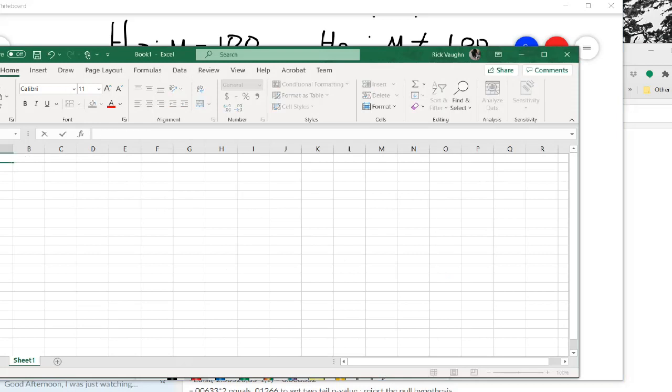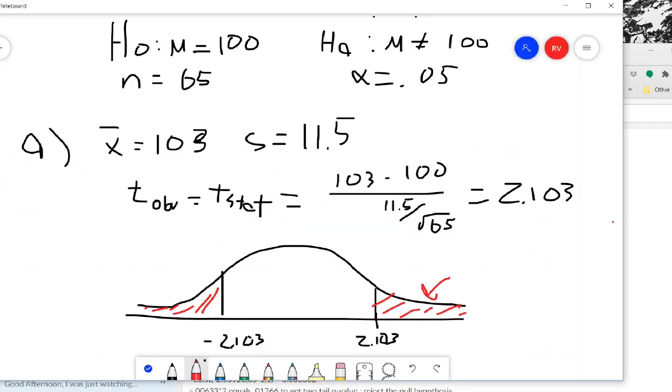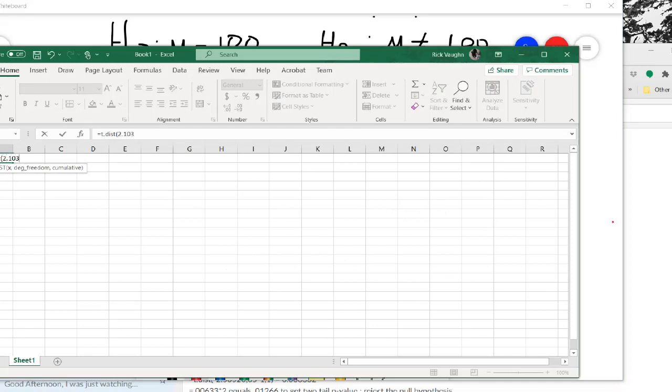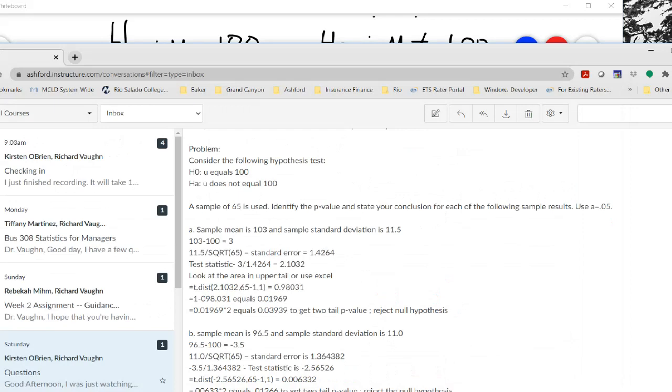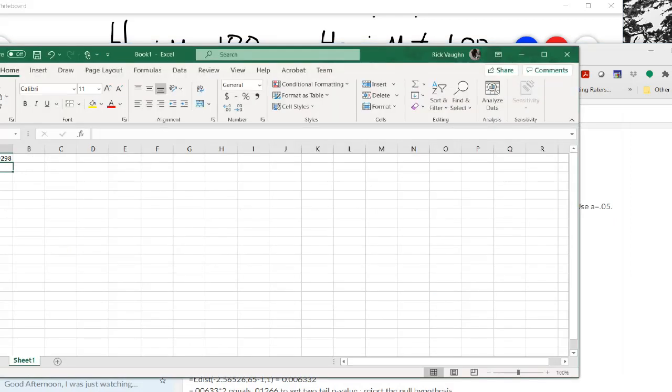So I'm going to do equals T.DIST, the left-tailed Student's t distribution, and I'm going to give it the x value, which is our t value, 2.103. And I'm going to give it the degrees of freedom, which is n minus 1, so that's 64. And I'm going to say cumulative true. I'm accumulating all of the area up to this value, so that's going to give me the left area. But what I really want is the right area, and then to double it. So if I just press enter, that gives me the left area.